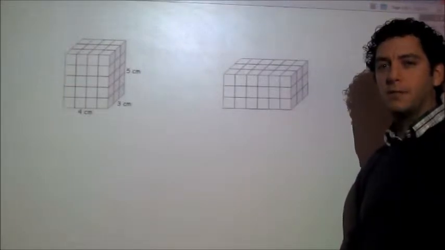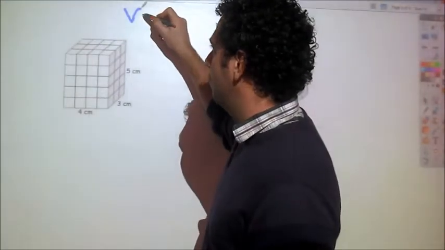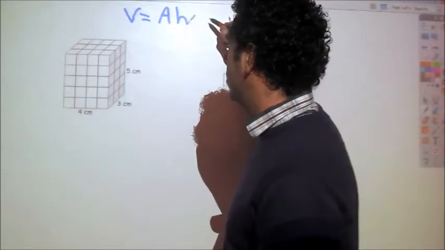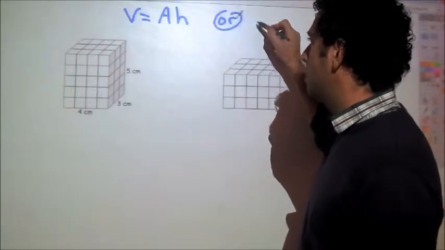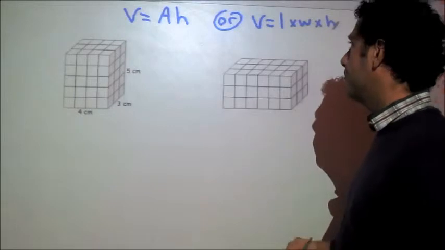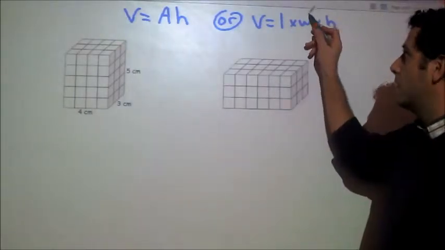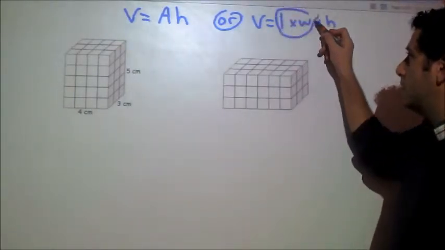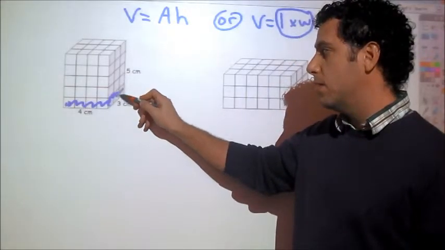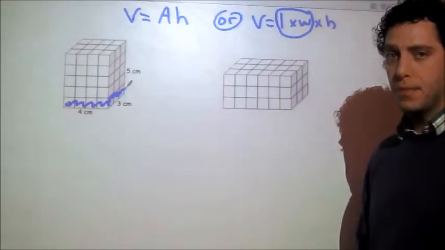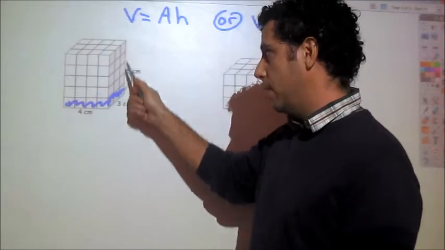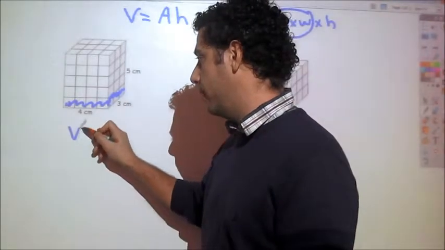Let's try a couple of examples. Now, the formula for volume is area of the base times the height, which can be rewritten as length times width times height. Okay, the length times width component determines the area of the base of this rectangular prism. So let's determine the area of this base and then multiply it by the height to find the volume.